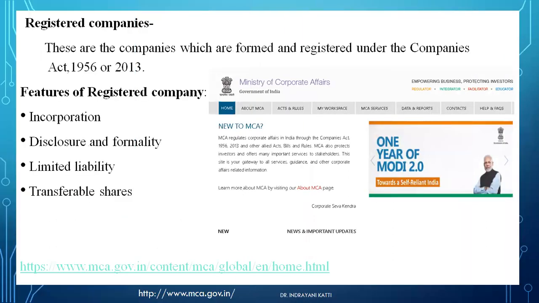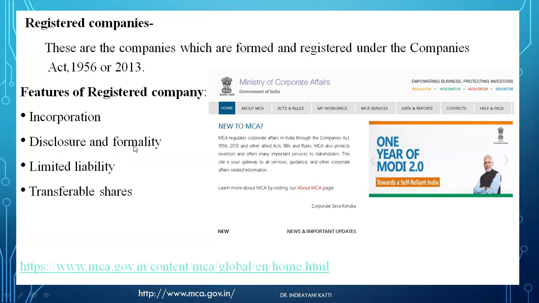So let's move on to the next kind, that is the registered company. One is the statutory company, which you have learned, and the second one is the registered company. These are the companies which are formed and registered under the Companies Act, either the 1956 Act or the Companies Act 2013. Features of these registered companies: these are incorporated companies. It means registration is compulsory for establishing registered companies under the Companies Act 1956 or the Companies Act 2013. Those companies will have to register themselves.